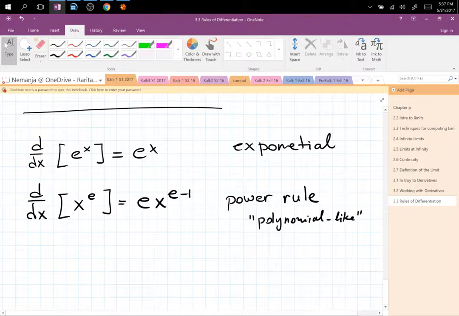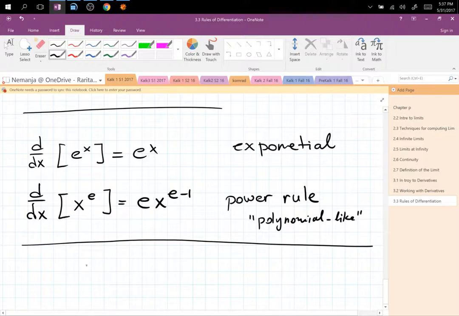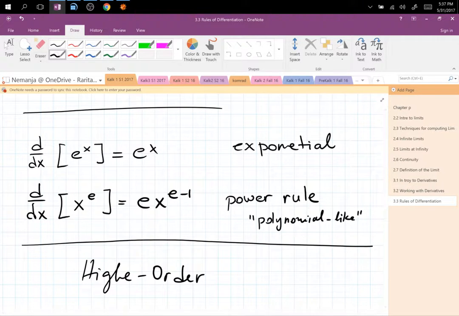So that's it. Now let's take a look at a few exercises. Actually, wait, I think there are also the higher order derivatives before we move on. Higher order derivatives.